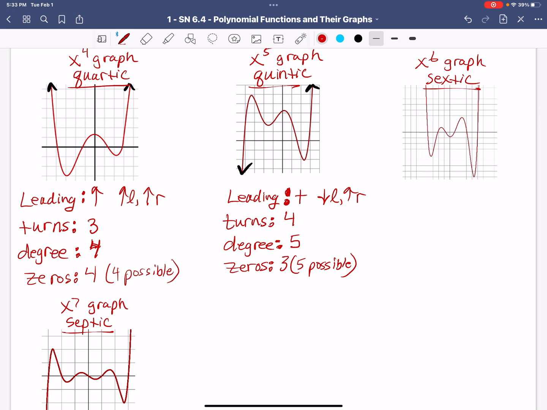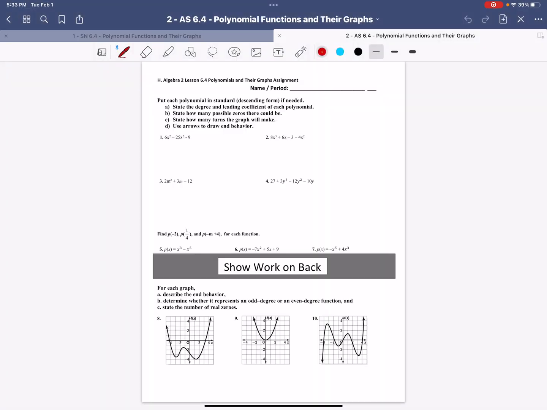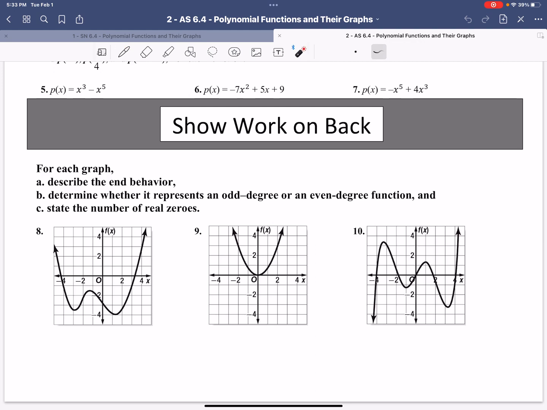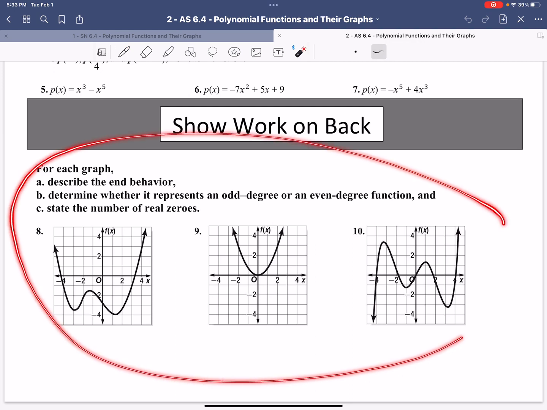I'd like you now to go to Schoology, go to the key, and get the rest of the answers for this. Then I want you to go to the homework, and I would like you to do these 3 problems down here. Now, on your homework, if you picked it up in class, yours says 11, 12, and 13. If you printed this at home, then you should have the updated version of 8, 9, and 10. But I want you to do these 3 problems.